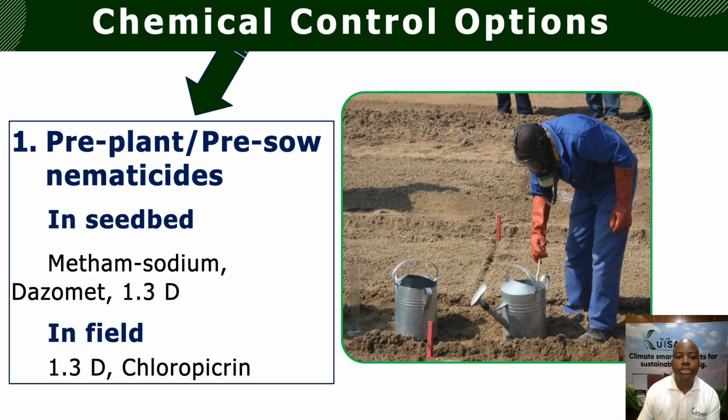Some examples of seedbed nematicides. We have fumigant nematicides like metam sodium, which are applied 28 days before sowing. And then you have 1,3-D and Dazomet, which are applied 20 days before sowing. In the field, you also have your 1,3-D or your chloropicrin, which can be applied 2 weeks before transplanting your crop.